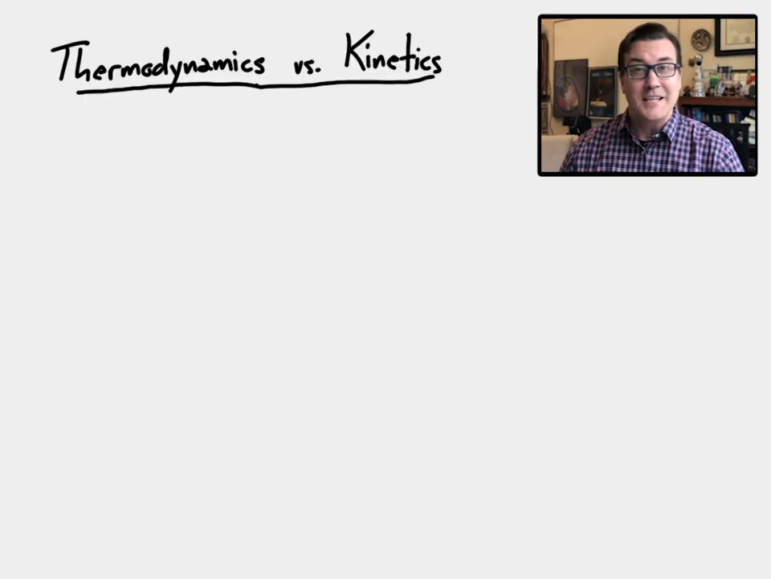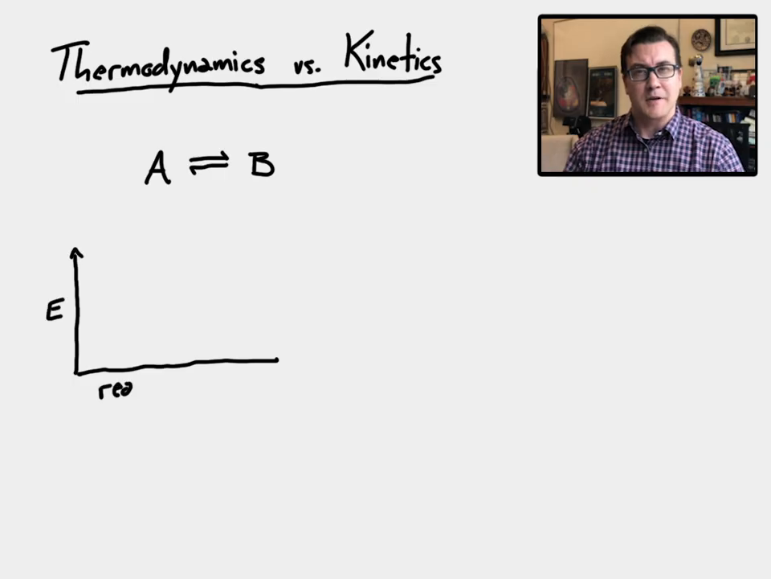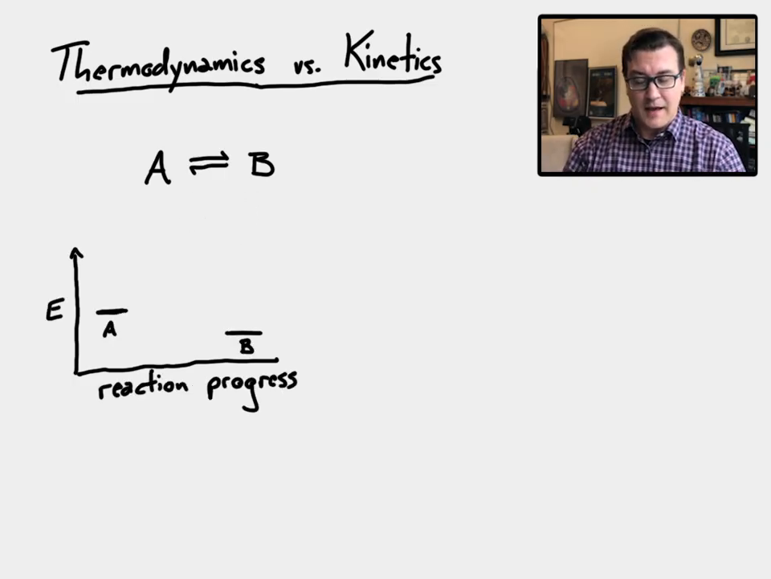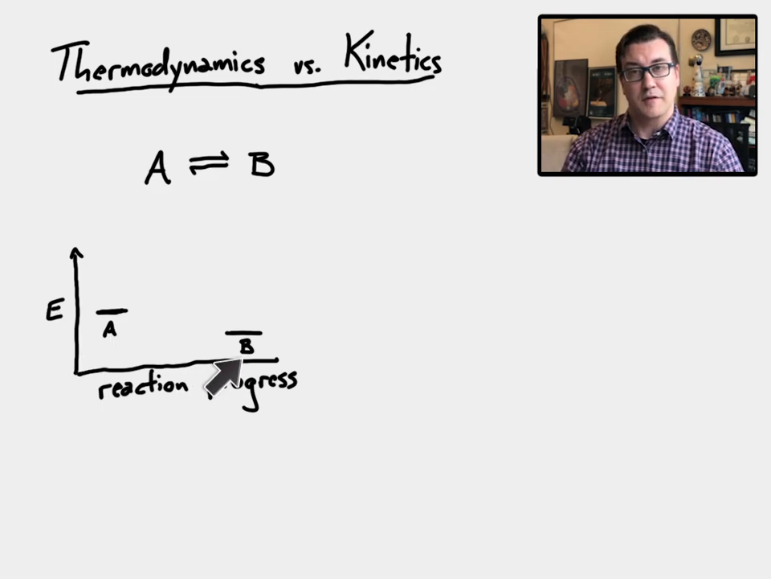Hi, in today's video we're going to be talking about thermodynamics and kinetics. So first, let's look at a reaction where you have A and B and they are in equilibrium with each other. And so we use this reaction energy diagram where you have energy on the y-axis and reaction progress on the x-axis. So in this case you can see that A is a higher energy compound or version of the compound as B.